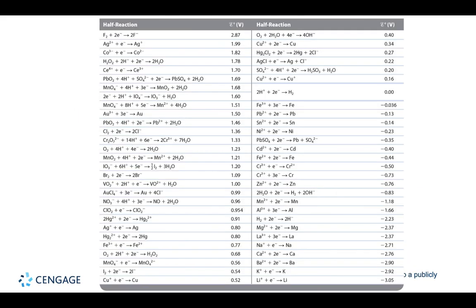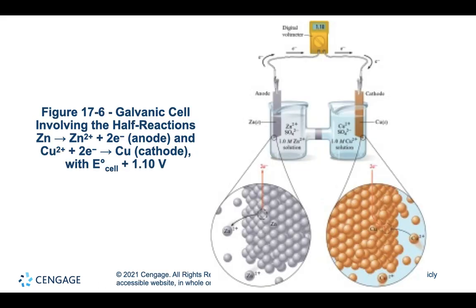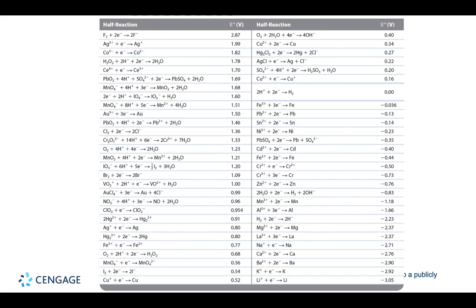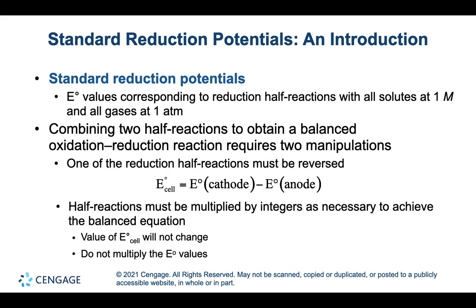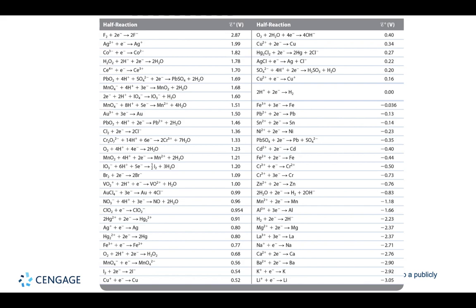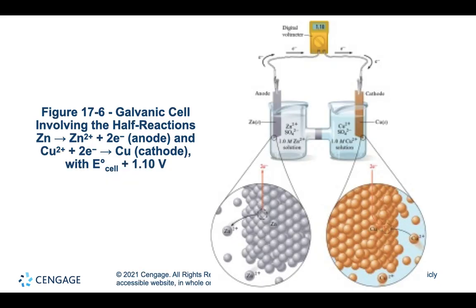So now if we look at the two numbers, remember the copper was 0.34 volts, the zinc is negative 0.76 volts. Well, I'm supposed to do E naught cathode minus E naught anode. If I subtract the negative 0.76, it's the same as adding 0.76. So I have 0.34 volts for one side plus the 0.76, and that adds up to 1.1.